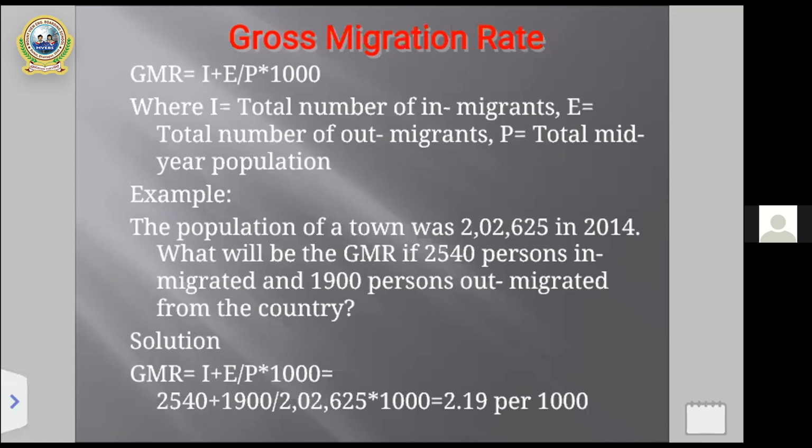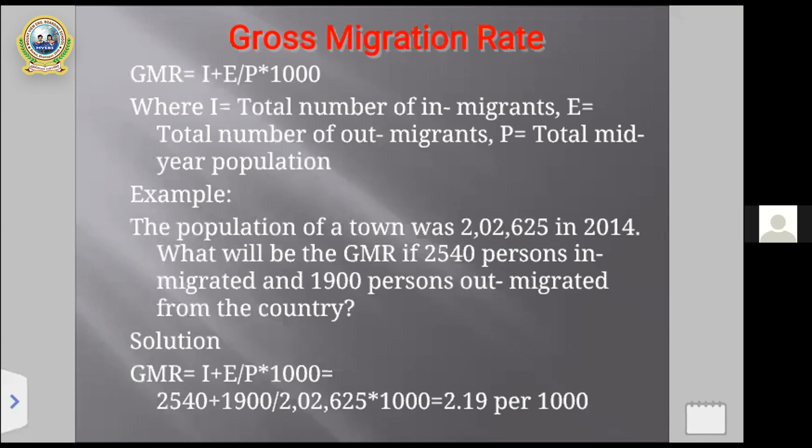Okay, Dennis, we just discussed the measurement of migration rate. There are also 4 ways to calculate the migration rate, right? Can you tell me what are the 4 ways of migration rate? In-migration rate, out-migration rate, net migration rate, and gross migration rate. Okay, very good.